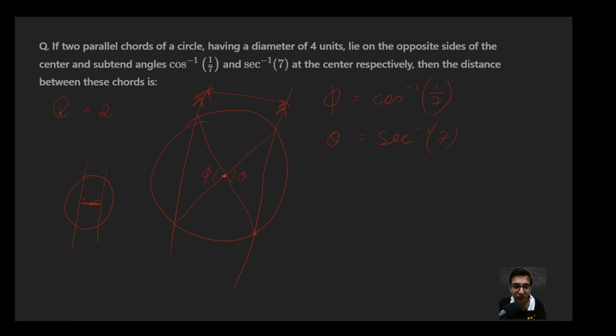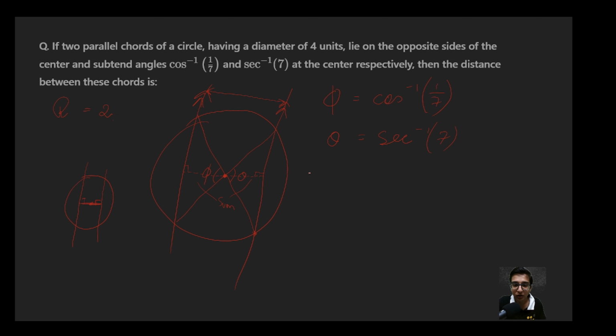So our distance between these two lines is nothing but finding out the perpendicular of these two triangles. Let's say I drop a perpendicular here, I drop a perpendicular here. So basically I need to find out the length of these two lines, and their sum would become my answer.